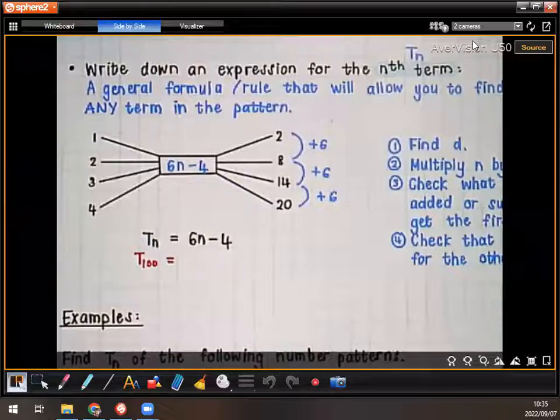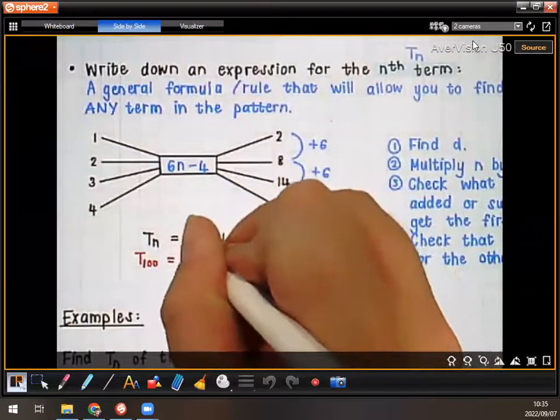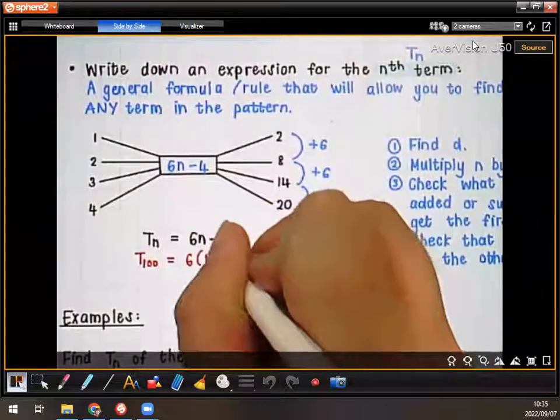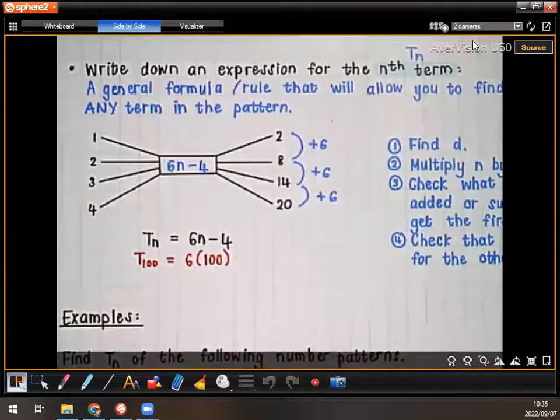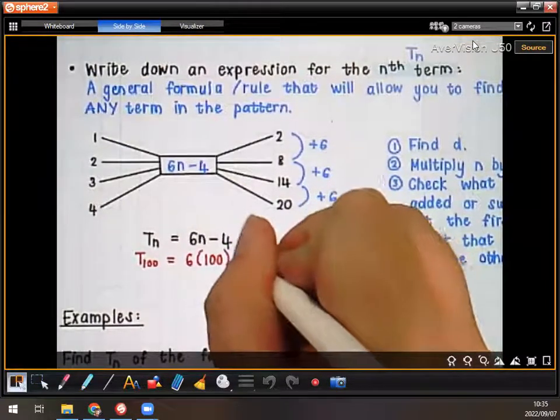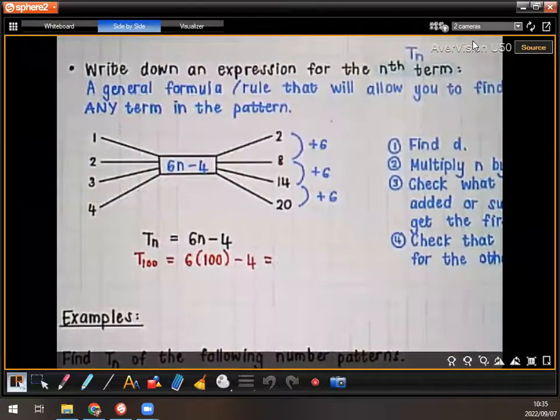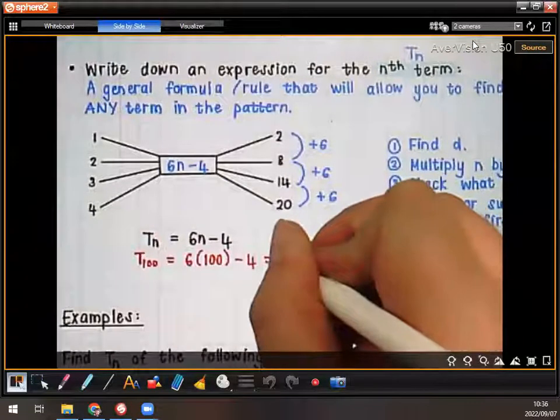What is this number over here? It's n. Right? You see that? So now I'm looking for term 100. n has to be 100. So I'm going to calculate it like this. I'm going to say 6 times 100, because that's what 6n means, 6 times n. And then minus 4. So 6 times 100 is 600, right? Minus 4 is 596.